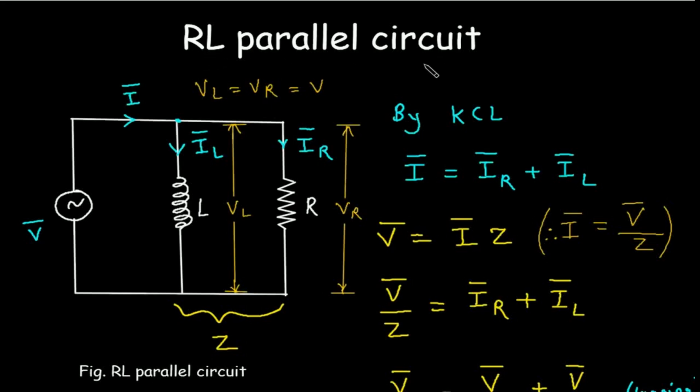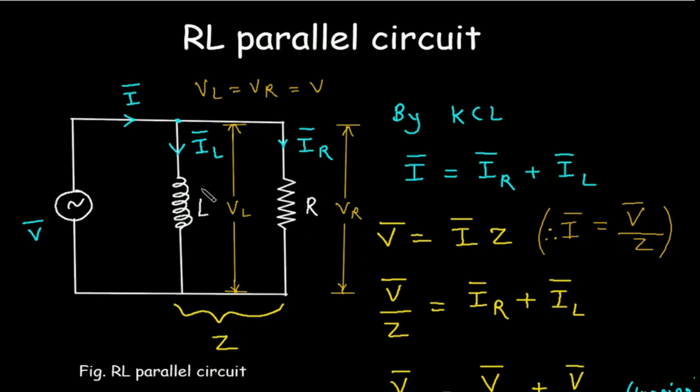RL parallel circuit. This is an RL parallel circuit. The resistor and inductor are connected in parallel. This V phasor is the supply voltage. I phasor is the total current flowing through this circuit. IL phasor is the current flowing through the inductor, and IR phasor is the current flowing through the resistor.